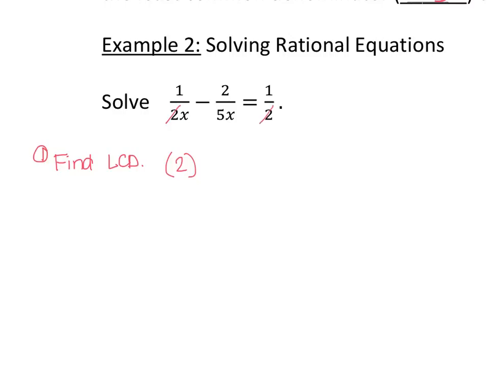The x, how many times does it happen at a time? Well, it happens 2 different times, but it's only 1 at a time, so we only write it once. And then the 5 only happens once at all, so we just write it once. What's 2 times 5 times x? 10x. That is our least common denominator. Next step is to multiply each side by the LCD.